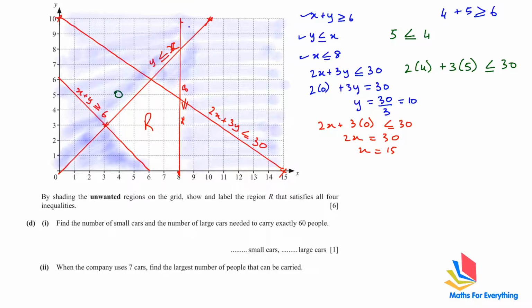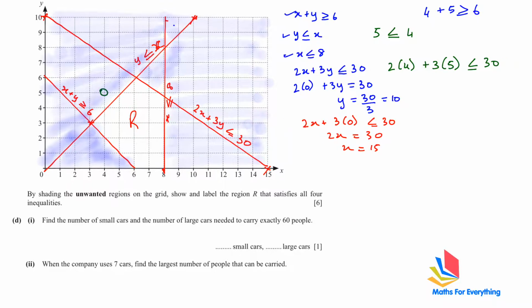Now moving on to the next part of the question, D1. Find the number of small cars and the number of large cars needed to carry 60 people. In part B, we had found 4x plus 6y is less than or equal to 60. So we need to find a value of x and y that will give us 60. And the point has to be from here. Start with the biggest point here. So 6 and 6. Replace the x with 6 and the y with 6. And we get 60. So 6 small cars and 6 large cars.